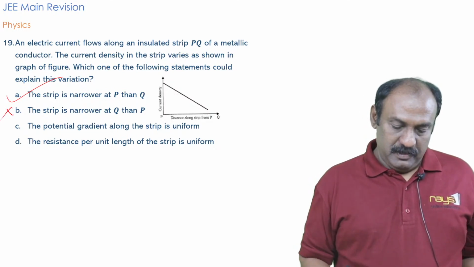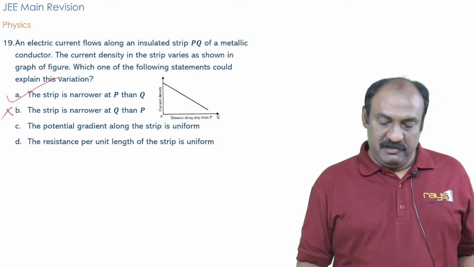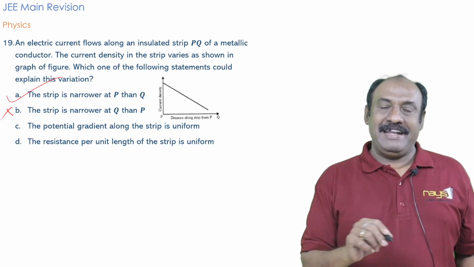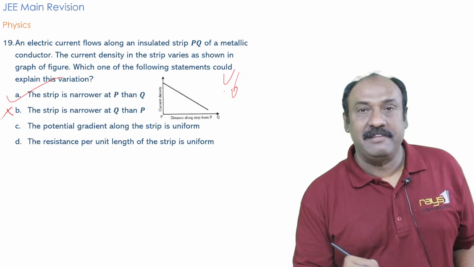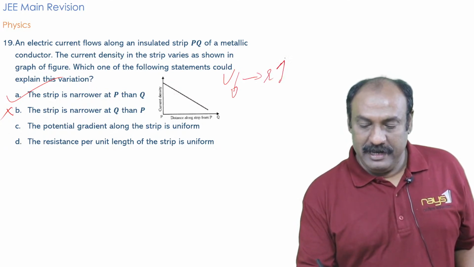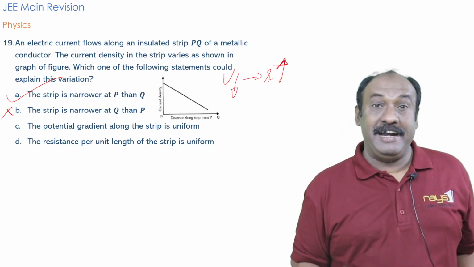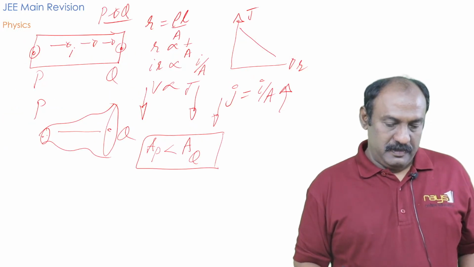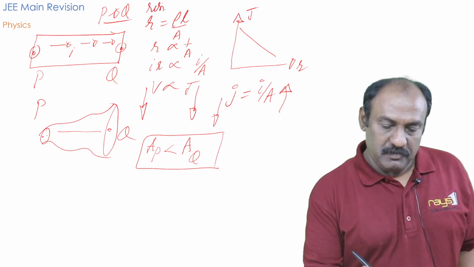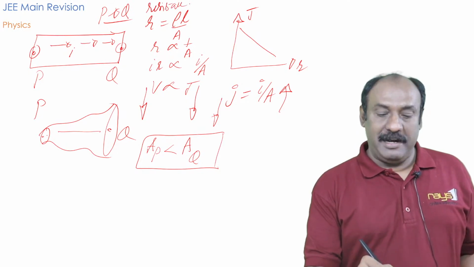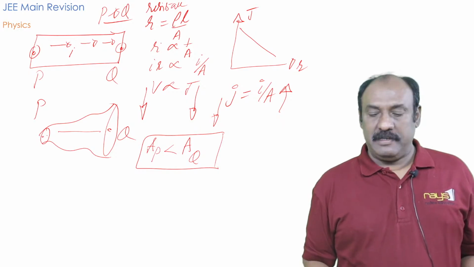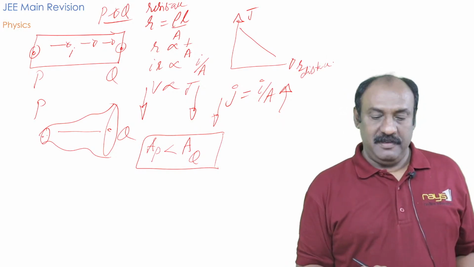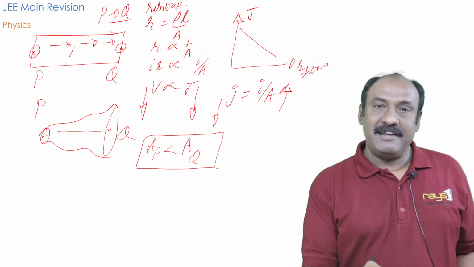B is wrong. The potential gradient along the strip is uniform? No, potential difference decreases by increasing the length. So potential difference decreases by increasing the radial distance, not resistance here. This R is the distance in the graph. In the equation I have taken, it is resistance.